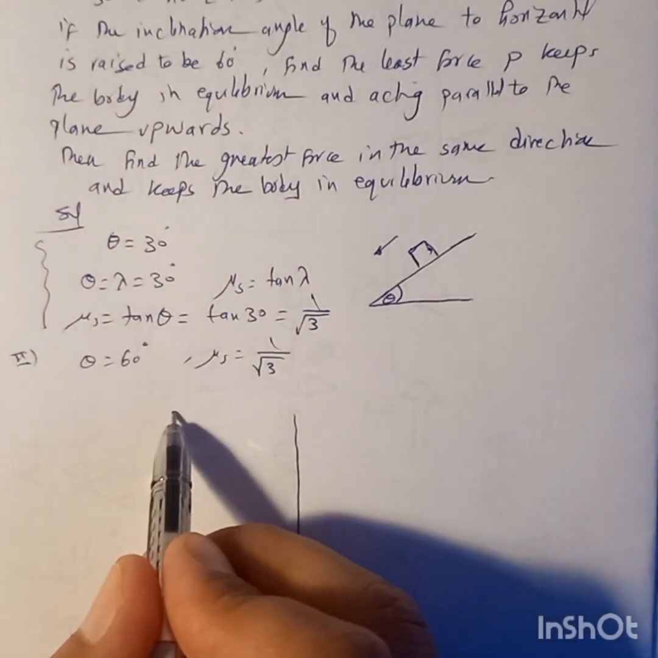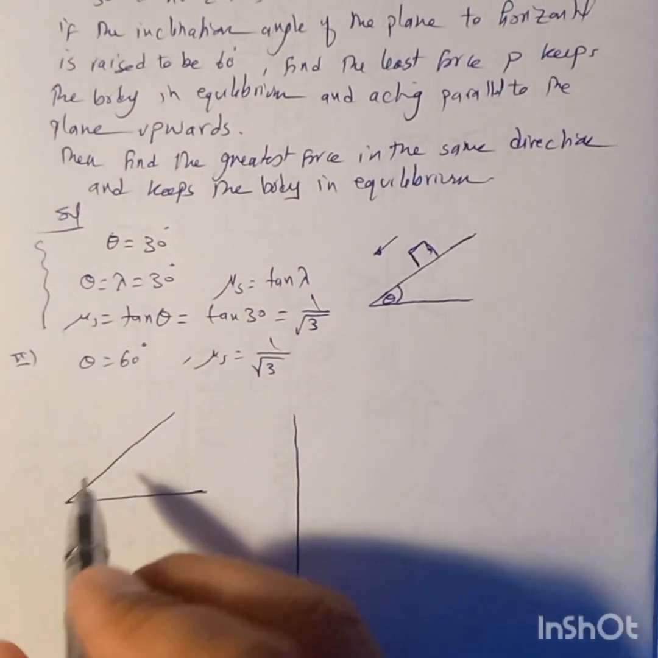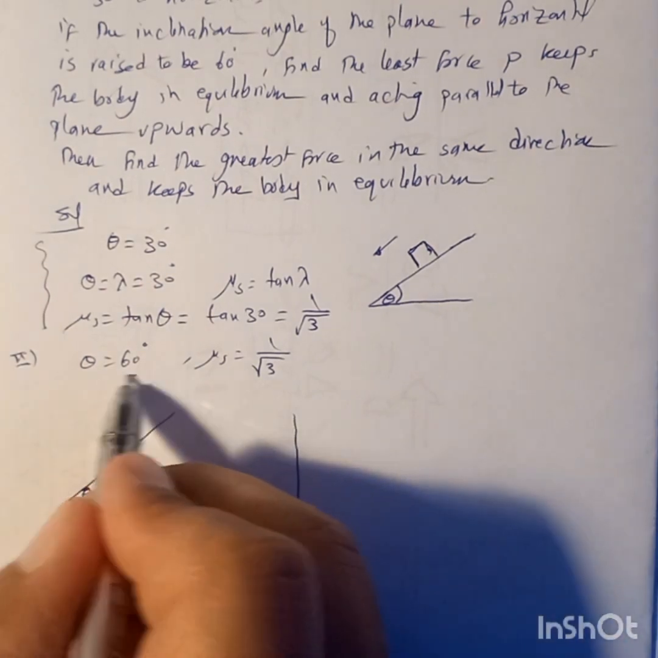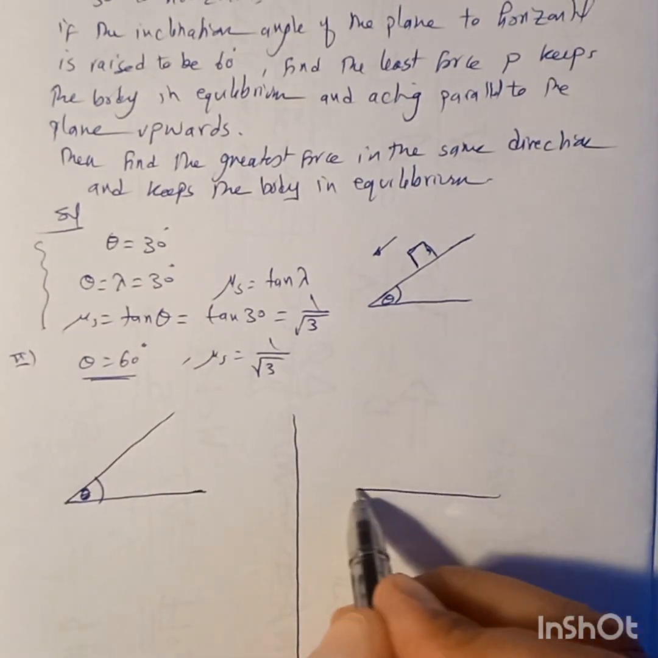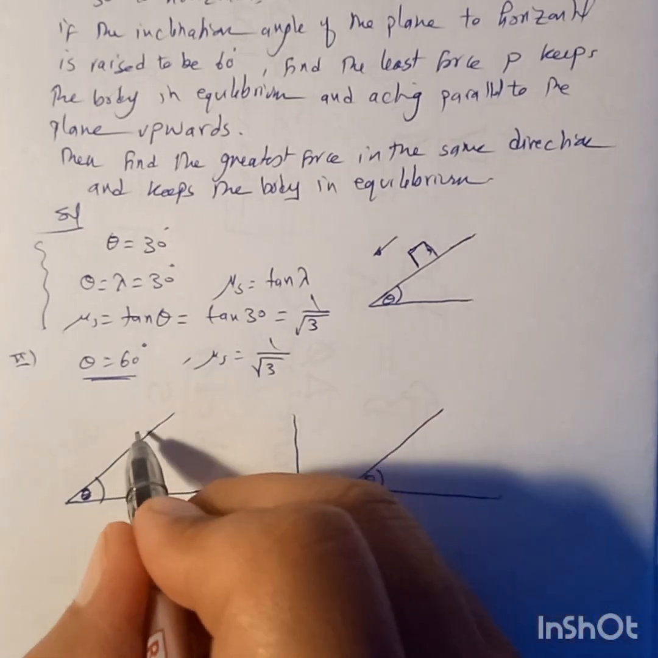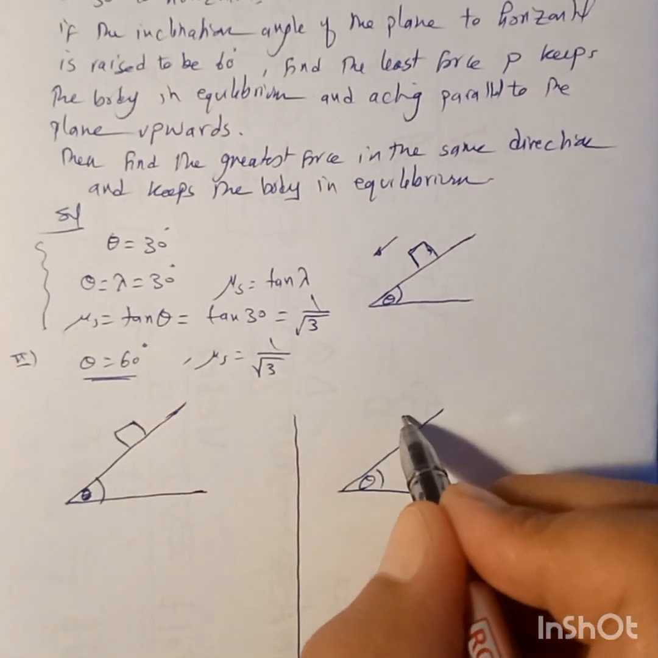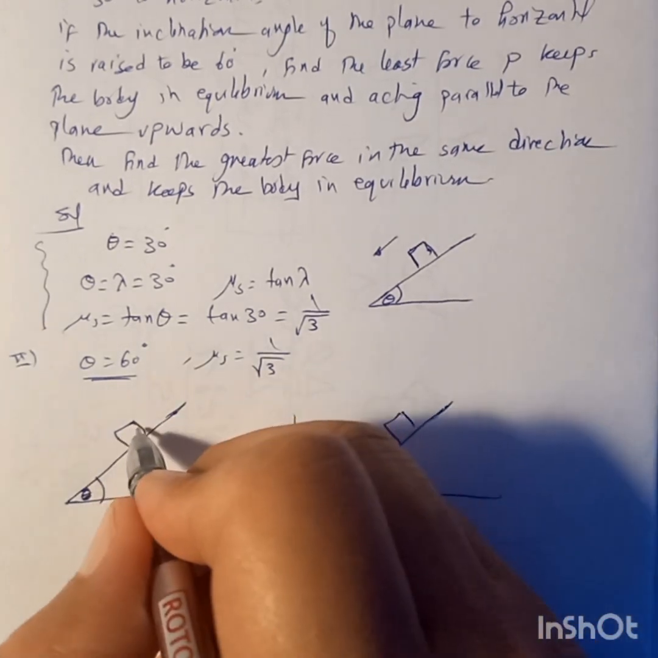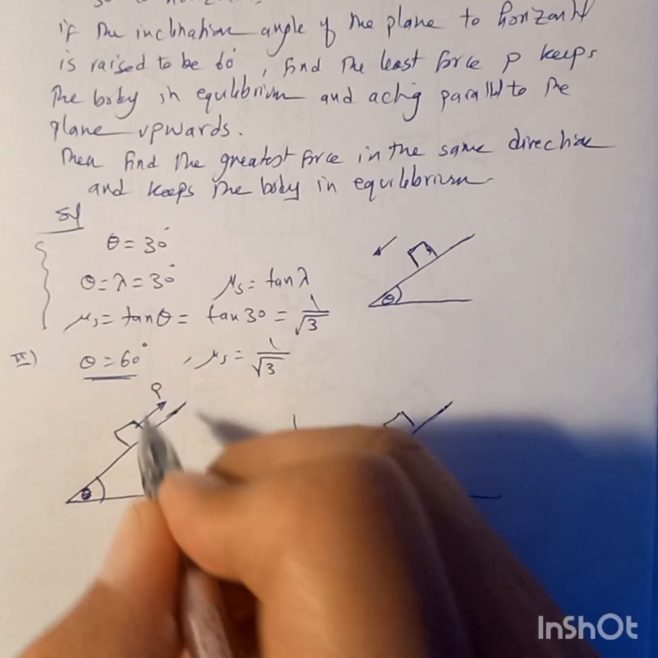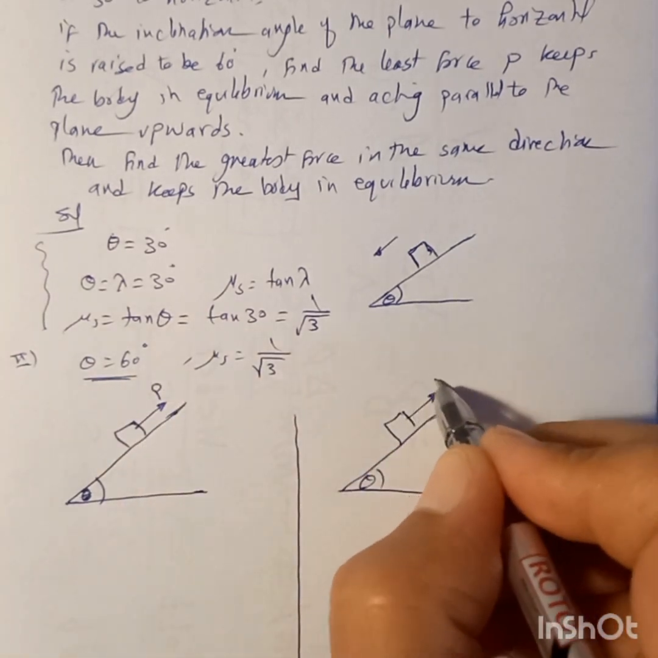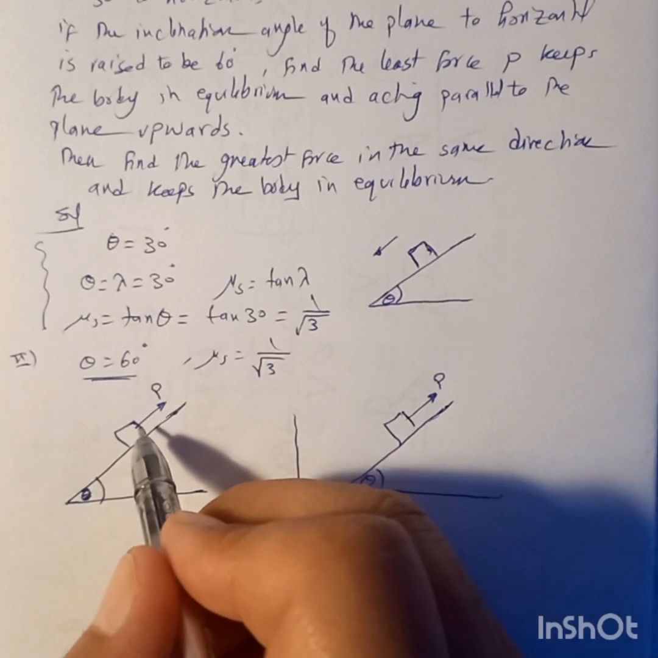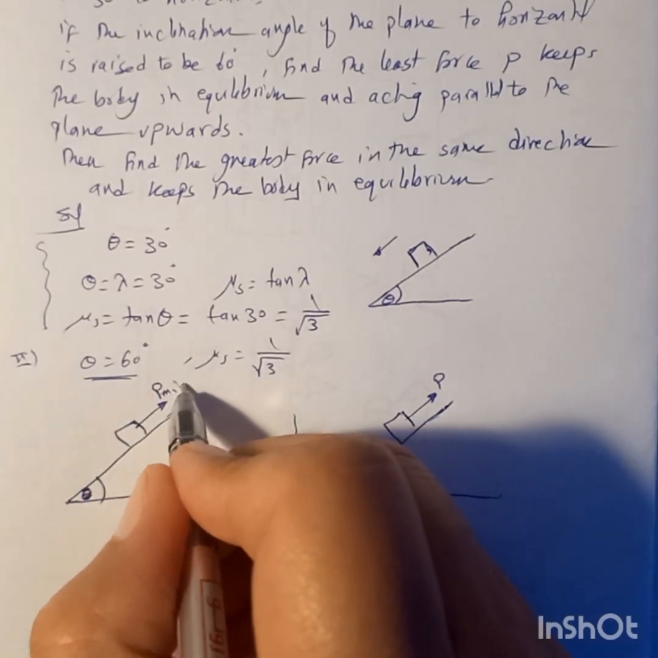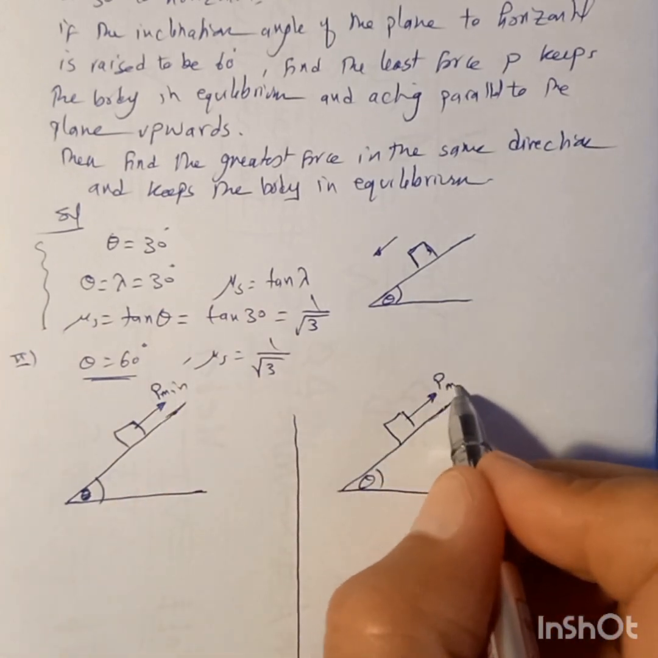Okay, as we have this body here, for example, here we have theta. Theta in this case is 60. And we have this theta as well, with the same body here. Now we have P acting in this direction, and we also have P acting in this direction. In this one the body is in equilibrium. We need to find P minimum. Here we need to find P maximum.